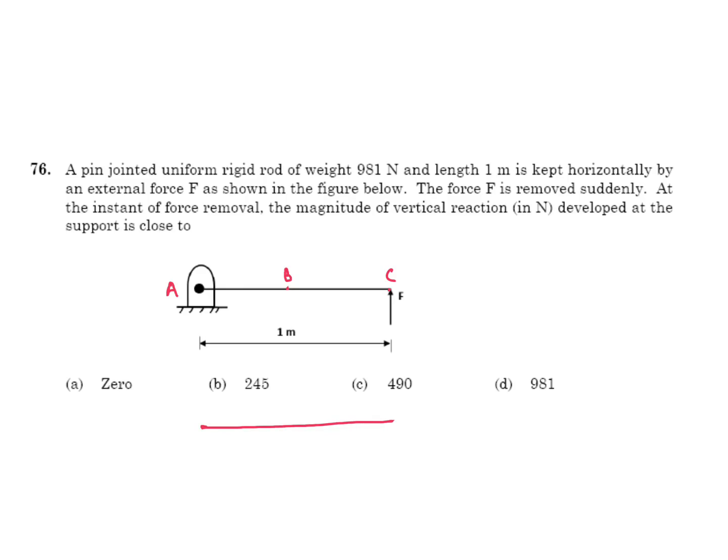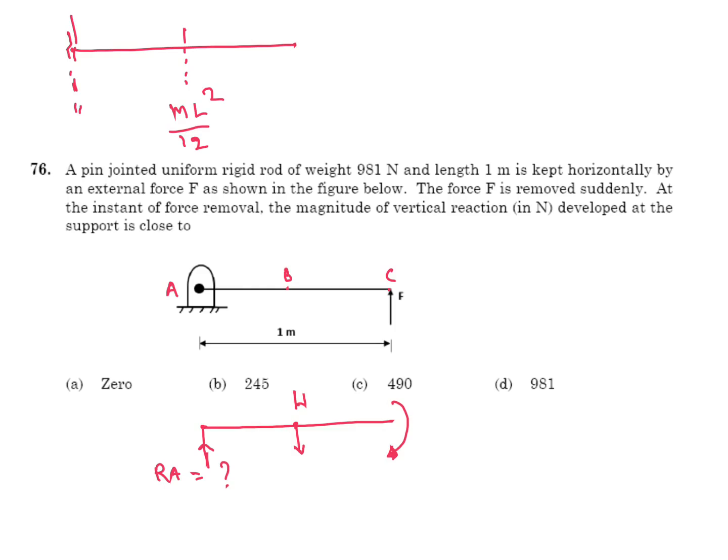So if you remove the load suddenly, the rod will rotate like this. Load will act here in this direction, and reaction in this direction. This reaction value we have to calculate, RA. First, for a rod we know the moment of inertia: at center you will get ml square by 12, and at end point you will get ml square by 3. This one already discussed.